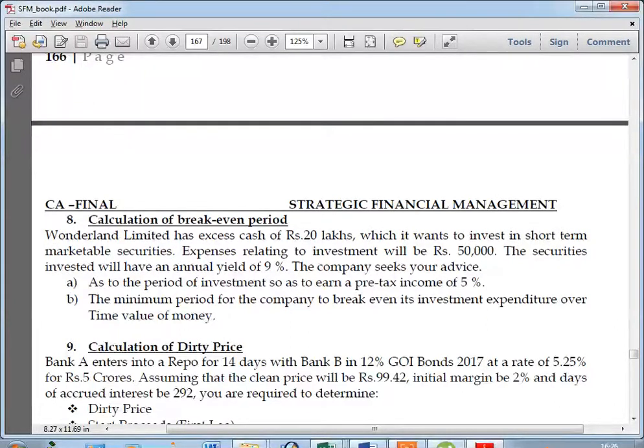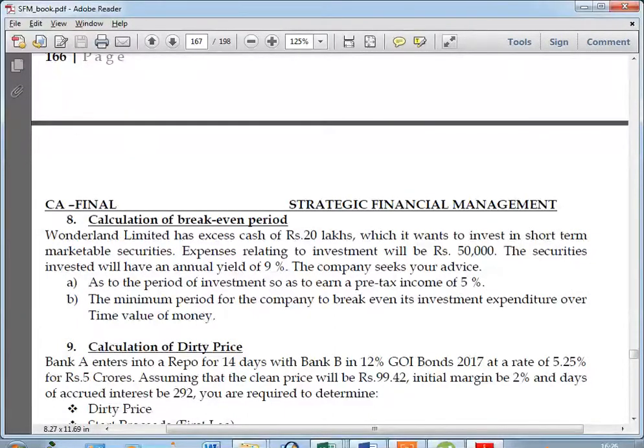5% is the return you want. Your expense is also there. The important thing is that expense needs to be considered. The expense is 50,000. I'll call it 2.5%, which is 50,000 on 20 lakh. Clear?